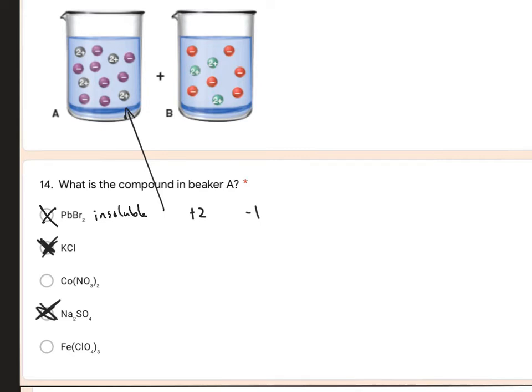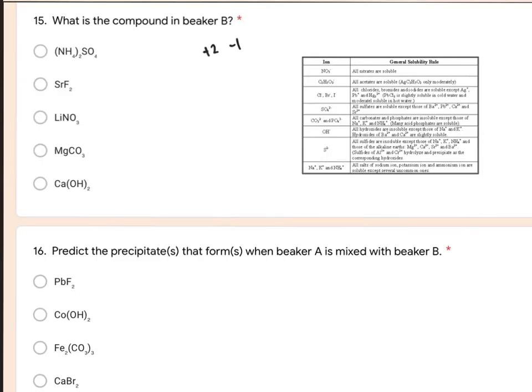And then what we have left here, well, a perchlorate ion has a -1 charge. That means the iron here is +3, so it's not that one. And then my other option here, Co(NO3)2, has got to be the only thing we have left. So we're going to go with that.